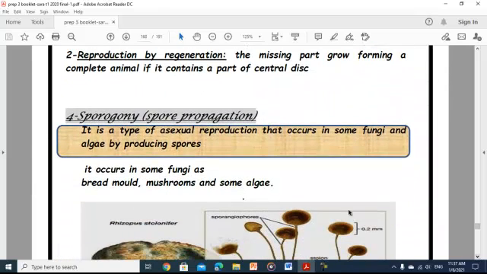The fourth one, we call it sporangy or spore propagation. It is the type of asexual reproduction that occurs in some fungi and algae by producing spores. It occurs in bread mold fungus and mushroom and some algae.